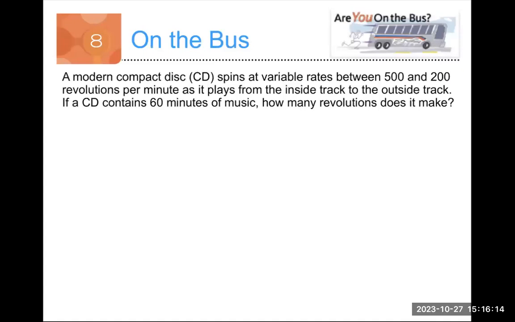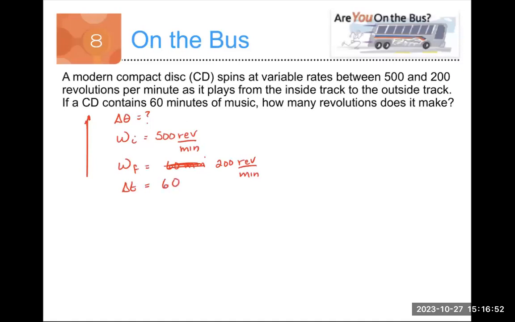So we want to find out how many revolutions, which is delta theta. Our omega initial was 500 revolutions per minute. Our omega final is 200 revolutions per minute. And our delta t is 60 minutes. And we're looking for delta theta.